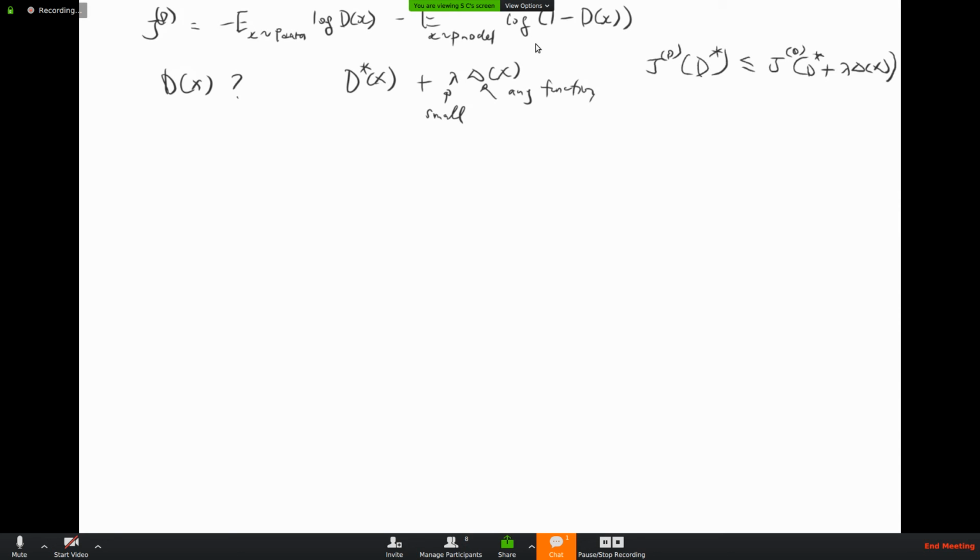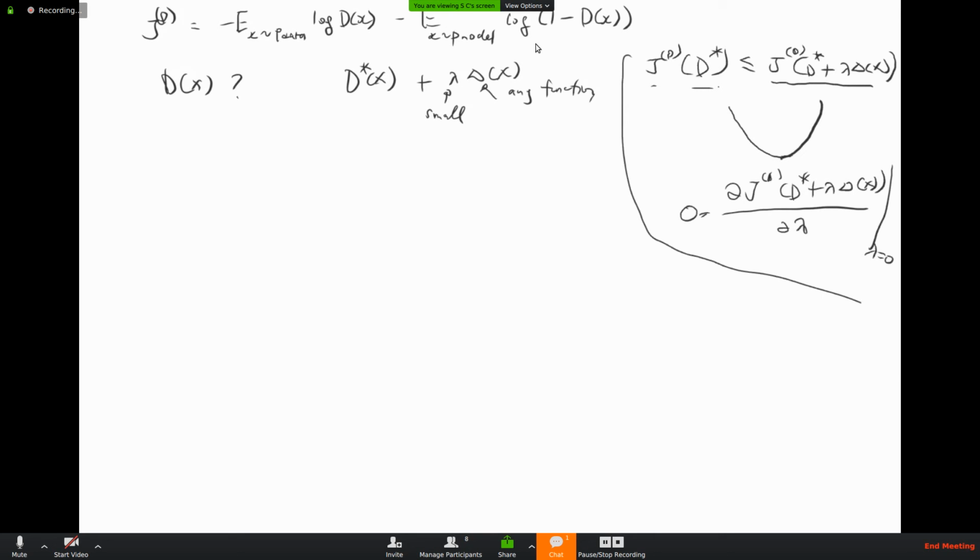If this is the optimum, then in calculus, if I take the partial derivative of this thing with respect to lambda, at lambda equal to 0, this derivative should be equal to 0. Because lambda equal to 0 is just at the D* point, so I expect the slope to be equal to 0. Do you agree with me on that? This is just the calculus of variations, actually.